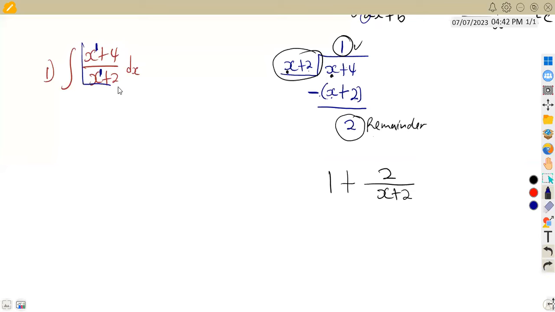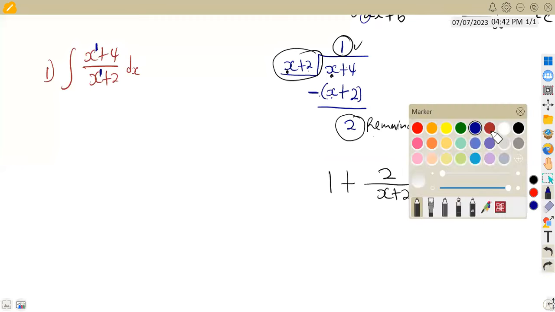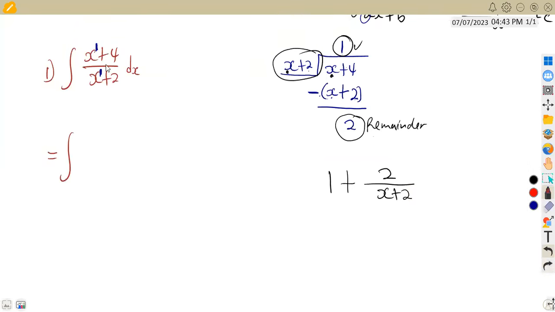From this whole part, we can have it in this manner. So meaning to say, we are going to take this integral, the integral of 1 plus 2 over x plus 2 with respect to x. That is what you're going to integrate. As you can see, this one can be integrated. It's a constant. Remember, a constant with respect to x, our answer is going to contain x.